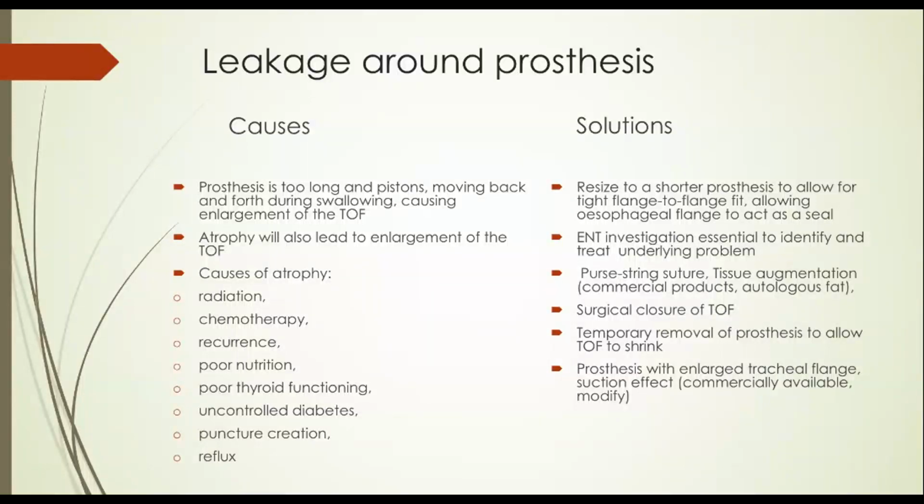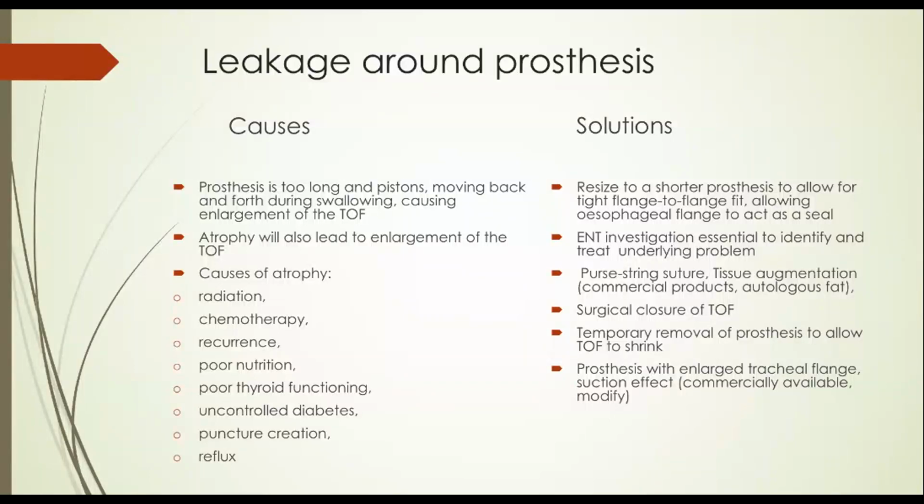So some of the things that we do when we notice that the prosthesis is oversized, we will resize that prosthesis and then replace it with one that's got a snug fit. So where the flange fits quite comfortably on the tracheal wall, and the esophageal flange is what then acts as the seal. So if you've got a quite tight fit, it helps prevent that leakage around.